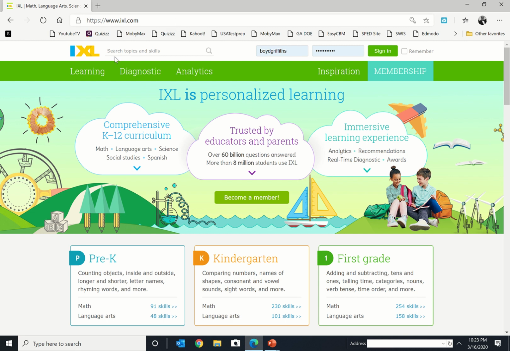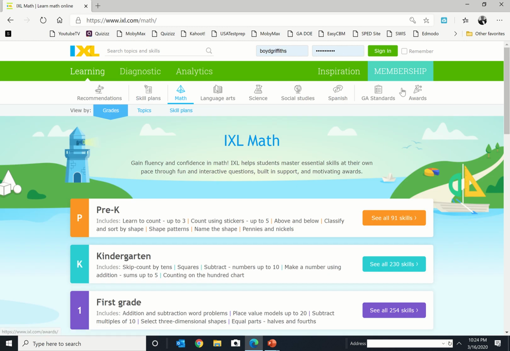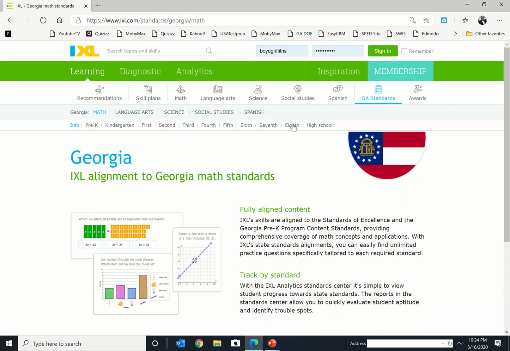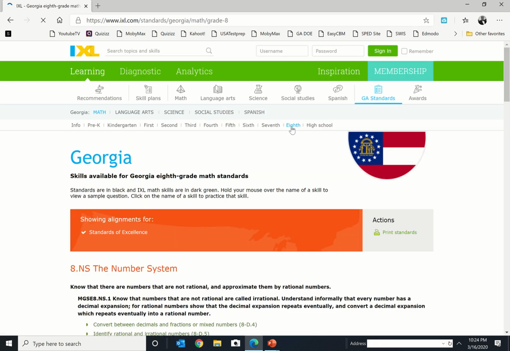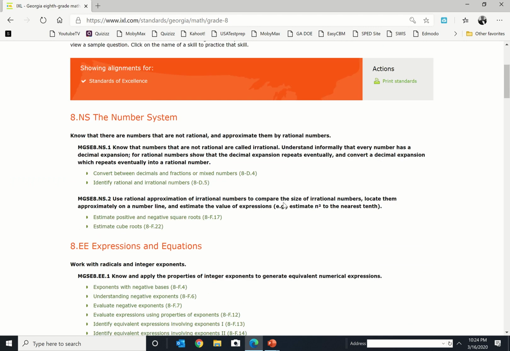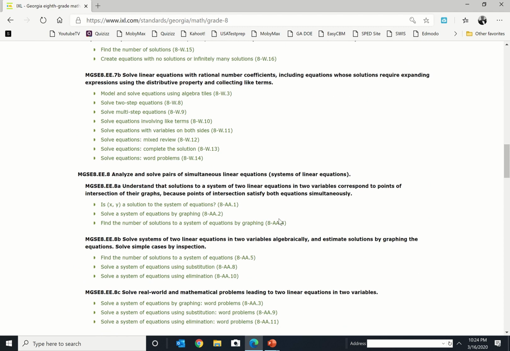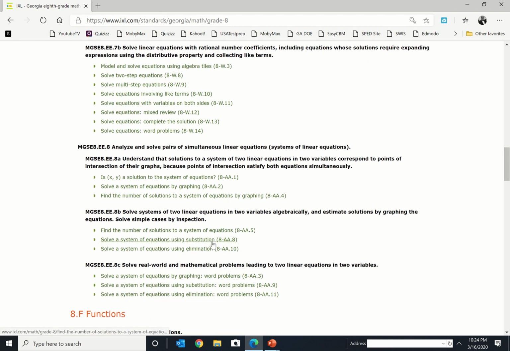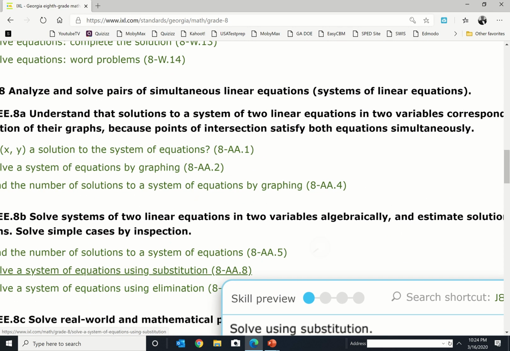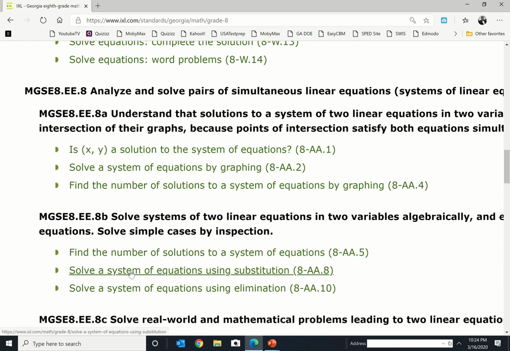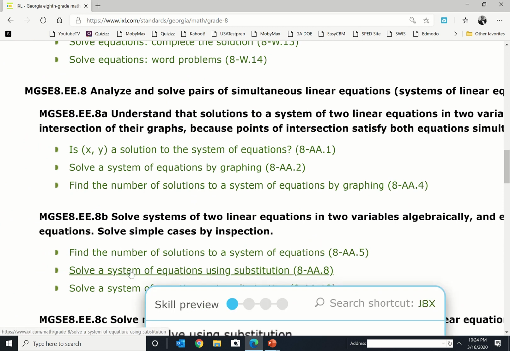Now, once you're in IXL, you're going to click on Learning. And once you click on Learning, you come over to where it says Georgia Standards. You click on that. You do need to click on 8th grade. And once you've clicked on 8th grade, you want to scroll down to the 8.EE.7 standard. So right here is where you're going to choose solve a system of equations using the substitution method.